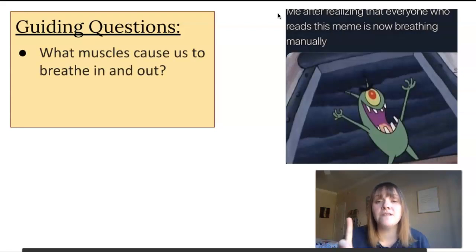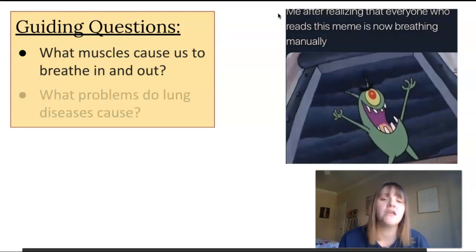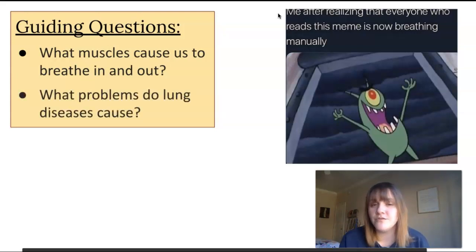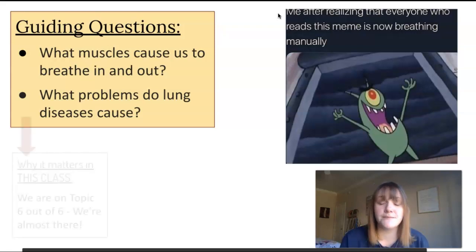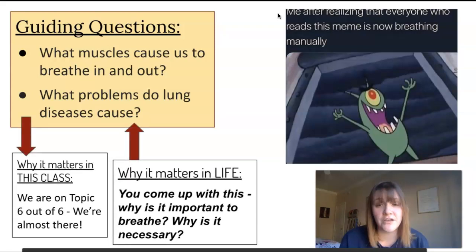So your guiding questions for today. 1, what muscles cause us to breathe in and out? What are the actual muscles involved in breathing? And 2, what problems do lung diseases cause? So again, you can come up with why this matters in life. Lung diseases are really common, and can be really detrimental. So it should be relatively interesting today, hopefully.